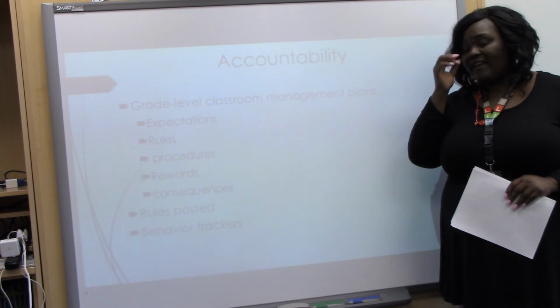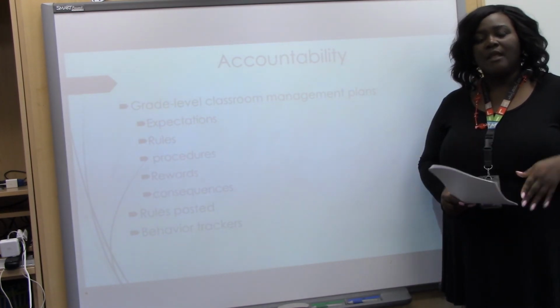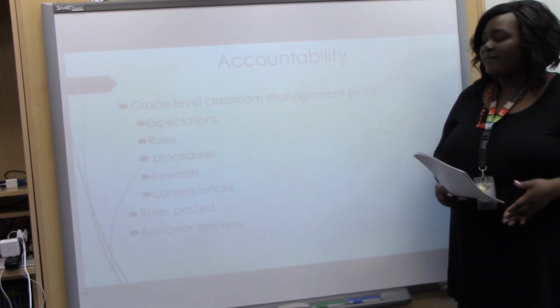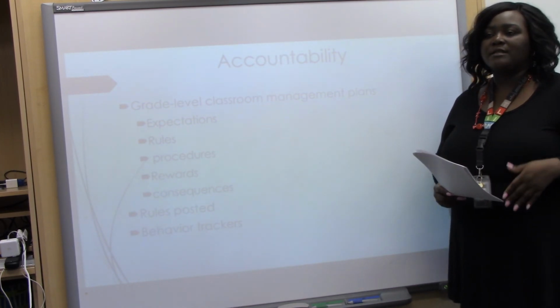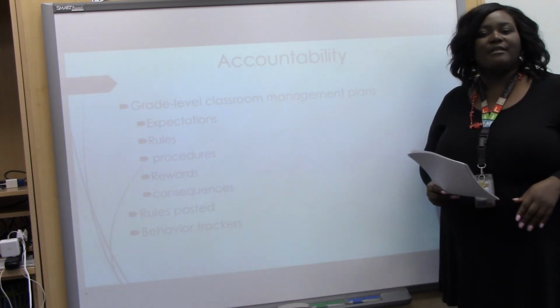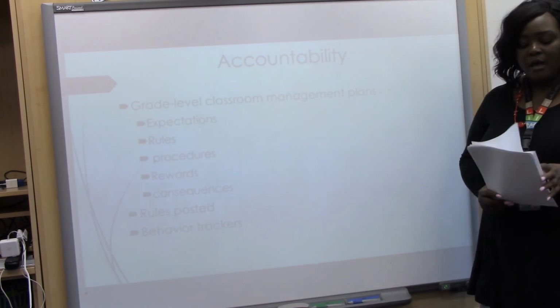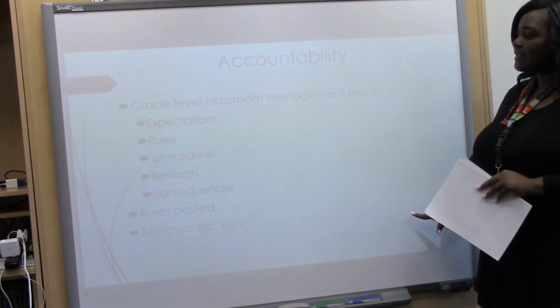So getting creative after we understand who our students are, what their needs are, getting creative and building those trackers and setting goals, and making sure that those goals align with our classroom expectations and our rules will be beneficial for us.